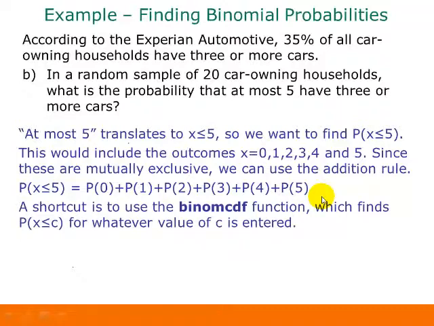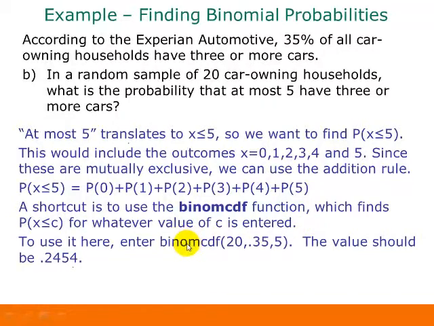There's another function on your calculator that instead of binom PDF is binom CDF. The C stands for cumulative. So what this does is it finds the probability for x less than or equal to C, for whatever value of C you put in here. So if we wanted to find the probability that x is less than or equal to 5, we would put a 5 in here in place of the C. Now this only works in this direction, so as long as we have a less than or equal to, then this will give us the answer that we're looking for.